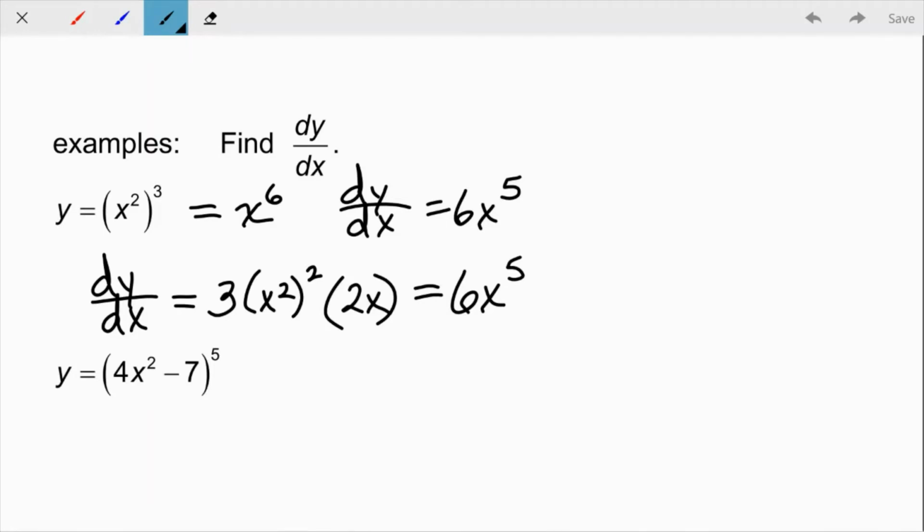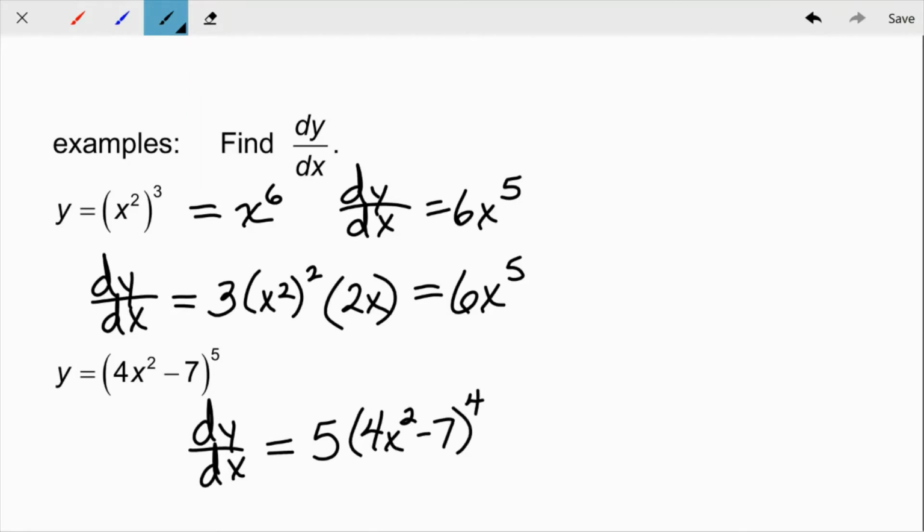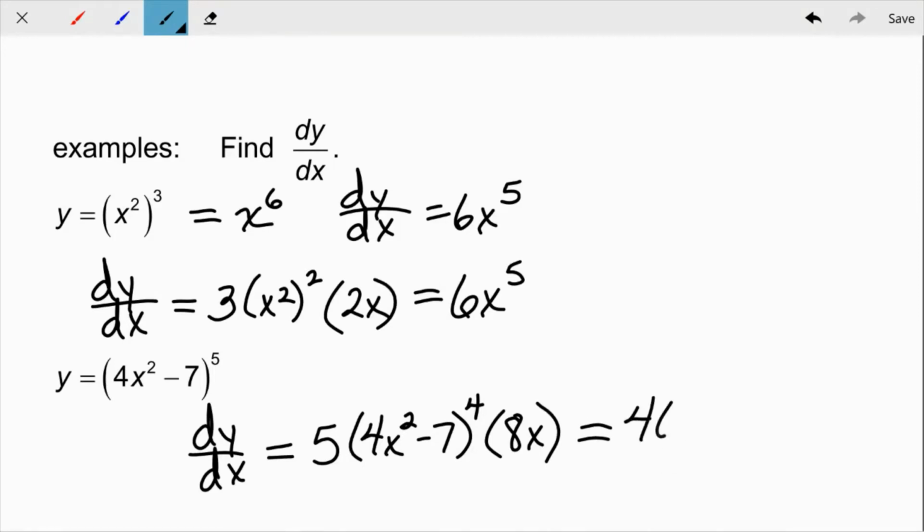So what I would prefer here is to use my chain rule. And that's what I'm going to do. When I take the derivative of this, obviously the power of 5 is on the outside. So 5 times (4x squared minus 7) now raised to the fourth power times the derivative of the inside, which is 8x. And there's my derivative, and I would probably write this out as 40x times (4x squared minus 7) raised to the fourth power.